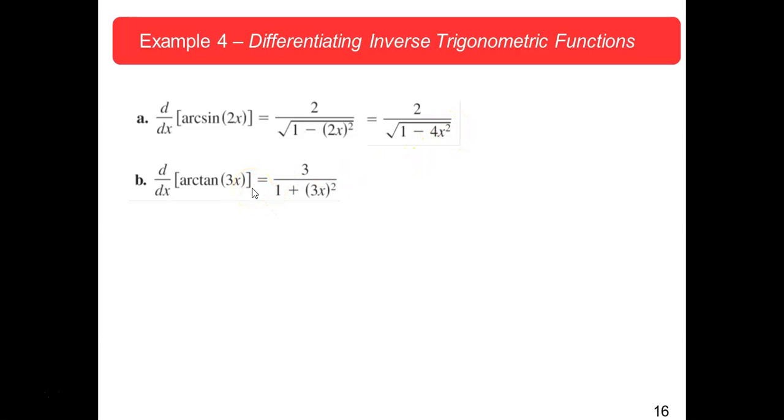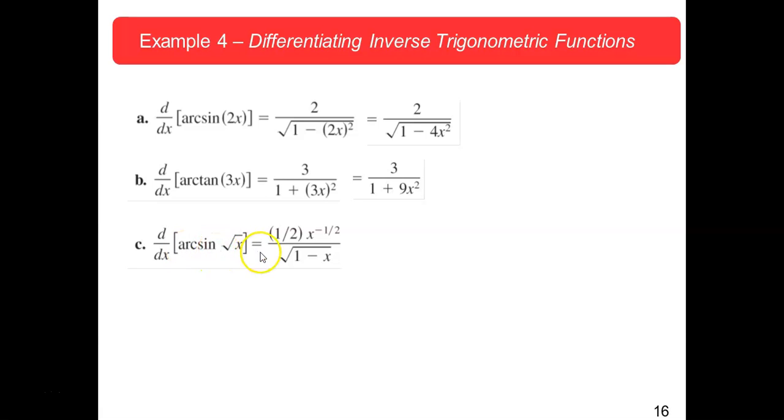Likewise with our arc tangent, remember the derivative was u prime over 1 plus u squared. Our u in this case was 3x, so u prime is just going to be 3. And then we just square the u. Once we square it, we square the 3 and the x, so we get 3 over 1 plus 9x squared.